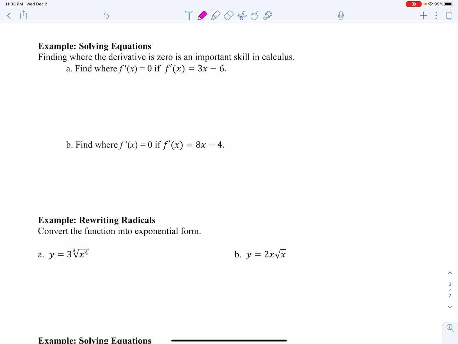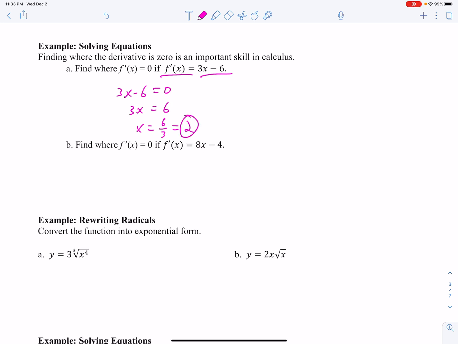All right, so we're just going to take the derivative, this function here. So in this case, 3x minus 6, and set it equal to 0 and solve. Okay? Nice and easy. We'll add 6 to both sides. Divide by 3 on both sides. X equals, so that'd be 6 over 3, which is 2. And there we go.